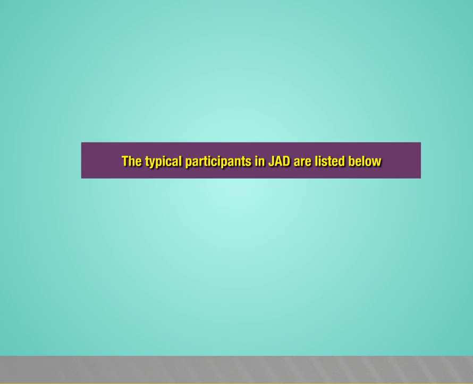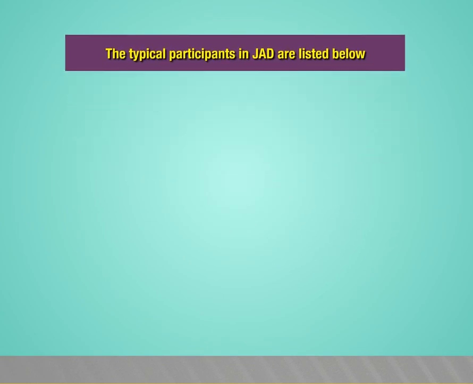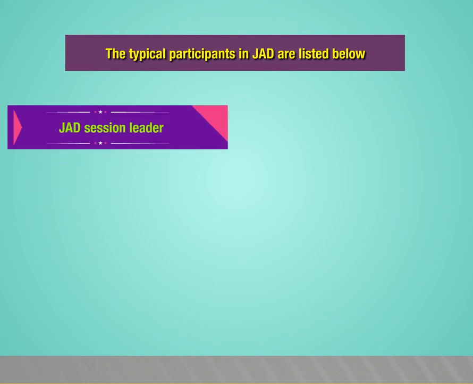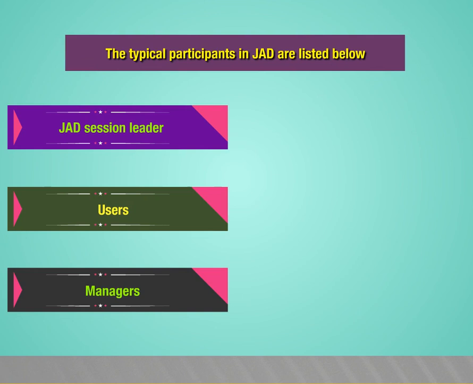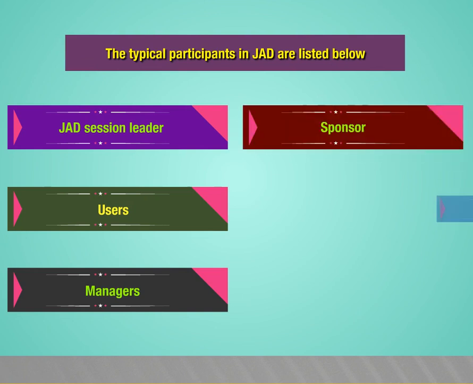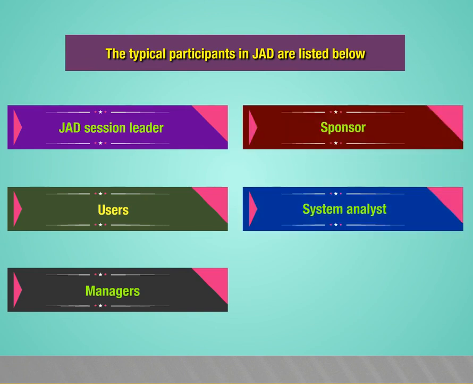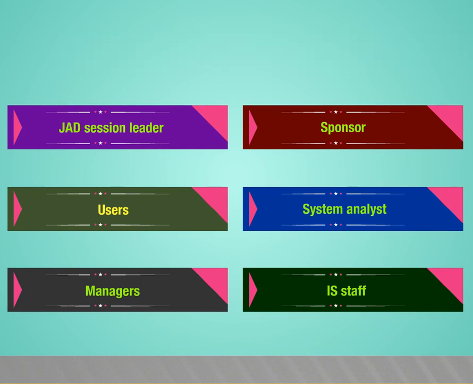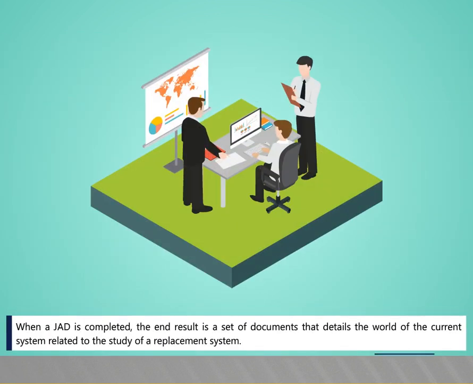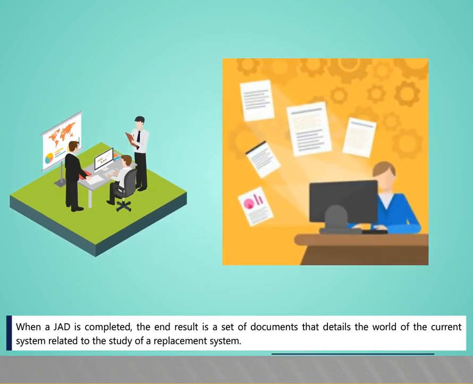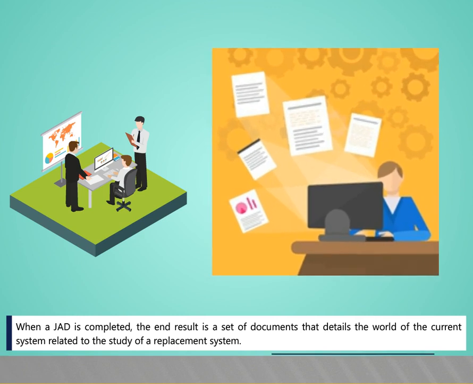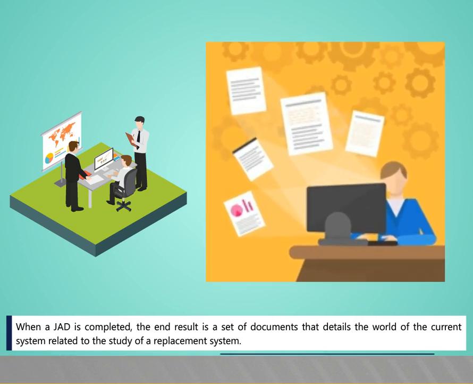The typical participants in JAD are listed below. JAD session leader, users, managers, sponsor, system analyst, IS staff. When a JAD is completed, the end result is a set of documents that details the work of the current system related to the study of a replacement system.